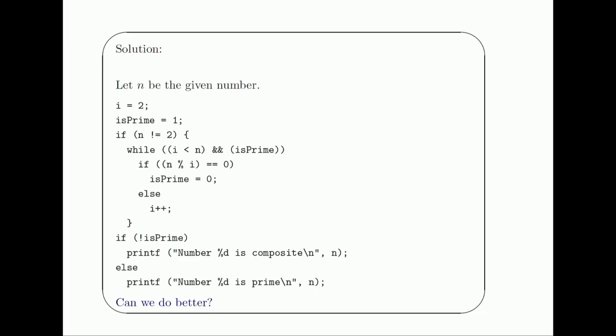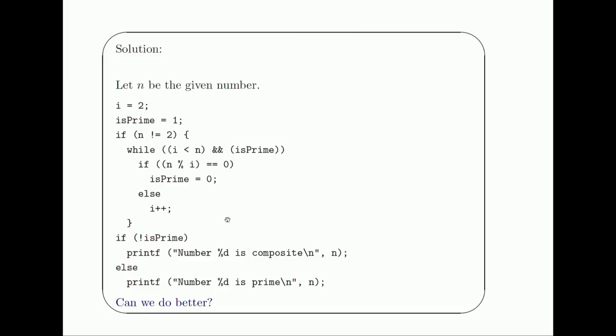So, I can start with a simple program. See what we have here. Let us say n is the given number. We start with a variable i which is initialized to 2. We initialize a flag is_prime to 1, and then if n is not equal to 2, what are we doing? We are checking whether n is divisible by i or not. If it is divisible by i, then we reset is_prime to 0, otherwise we increment i to the next value and keep doing this. And finally, if not is_prime, then you say the number is composite, otherwise you print that the given number is prime. This is a small segment of C code.